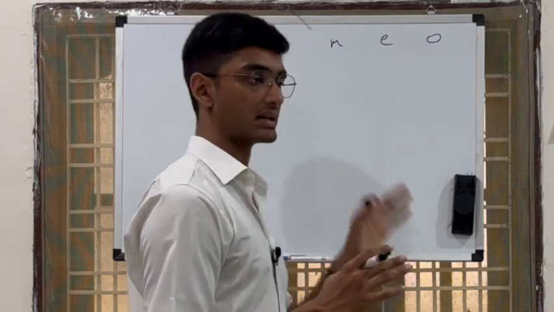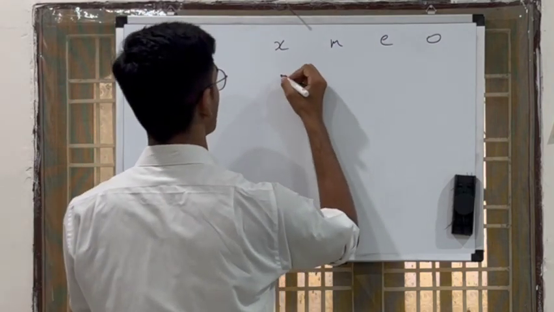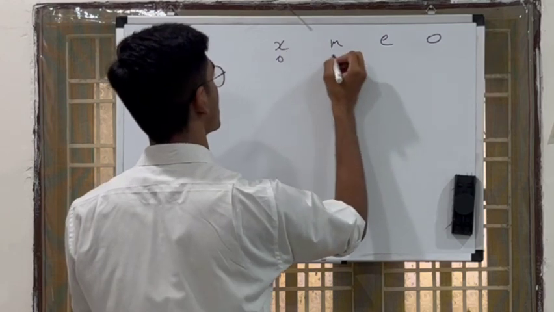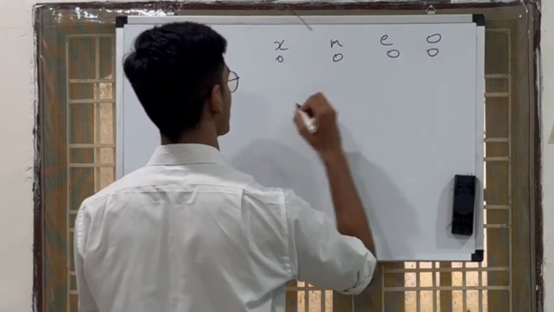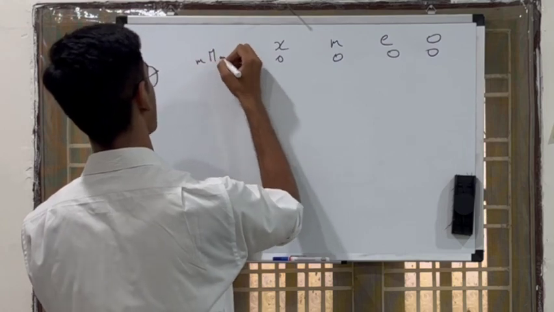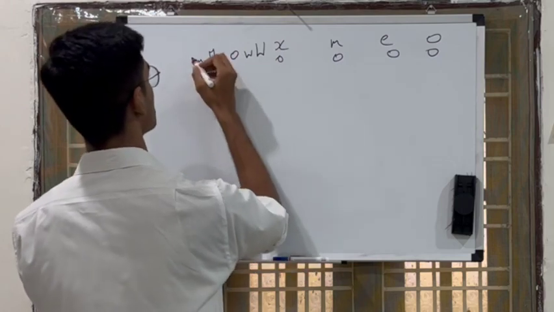Now, how does it check it? x is a variable, by the way. Basically, what you can do is keep x as 0 initially. All of these are 0. Okay, let's take this string: capital M, E, O, W, W.